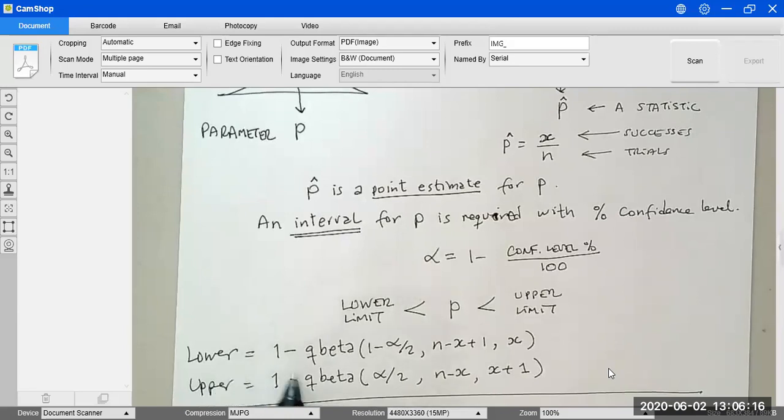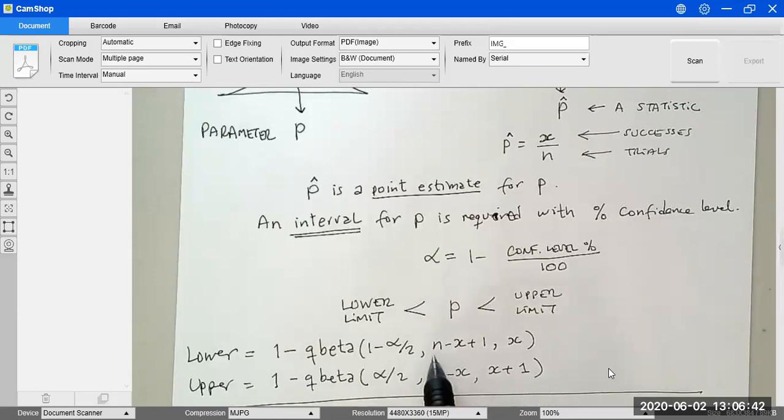The lower limit is going to be 1 minus q beta. The parameters or the values that you need to enter for this function to work are 1 minus alpha over 2, comma, n minus x plus 1, comma, x. And then for the upper limit, we're going to use 1 minus q beta, and we're going to enter alpha over 2, comma, n minus x, comma, and x plus 1.